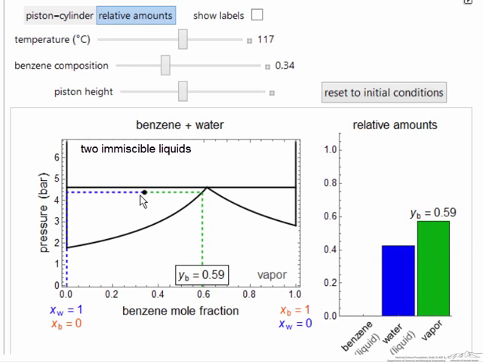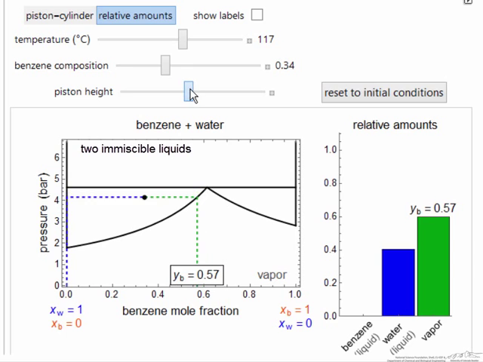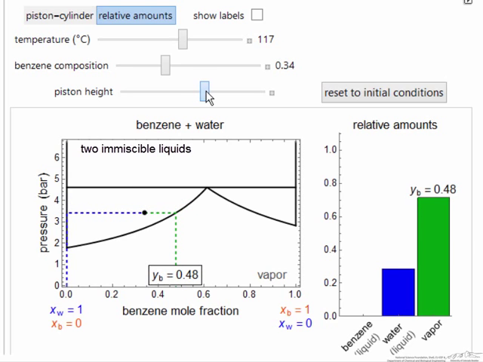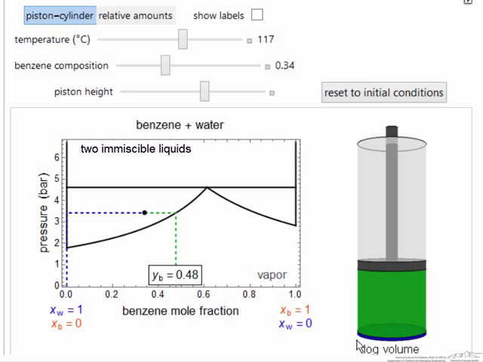So eventually all the benzene has evaporated. Now I'm in a region where the liquid is water and the vapor contains both components with this composition. As I continue to raise the piston, I'm lowering the pressure and evaporating more of the water, and therefore changing the composition. And the relative amounts shown here are given by the lever rule, and then we also see this in the piston and cylinder, the liquid at the bottom and the vapor above it.